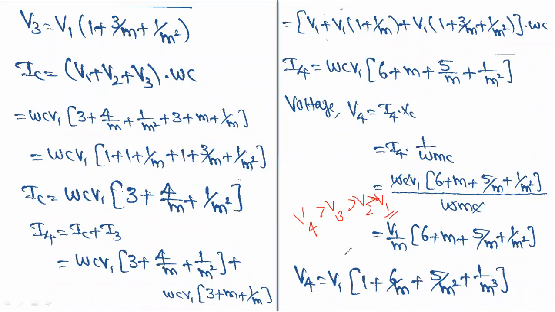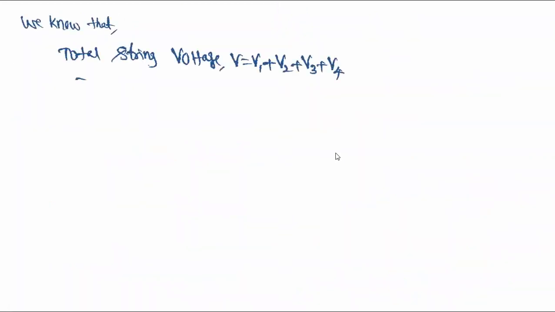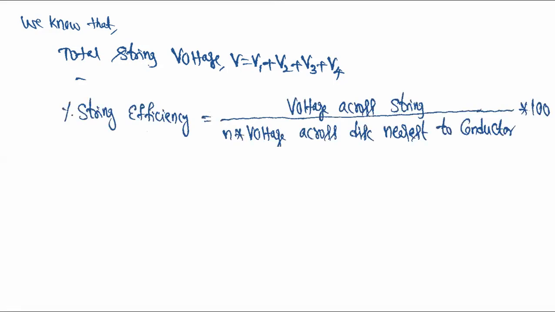Now what about the total string voltage or strip voltage? That is, total string voltage equals V1 plus V2 plus V3 plus V4. That is, the total of the individual disk voltages represents the total string voltage. From this derivation, clearly we know that V4 is higher than V3, V3 is higher than V2, and V2 is higher than V1, and these are not maintained the same.